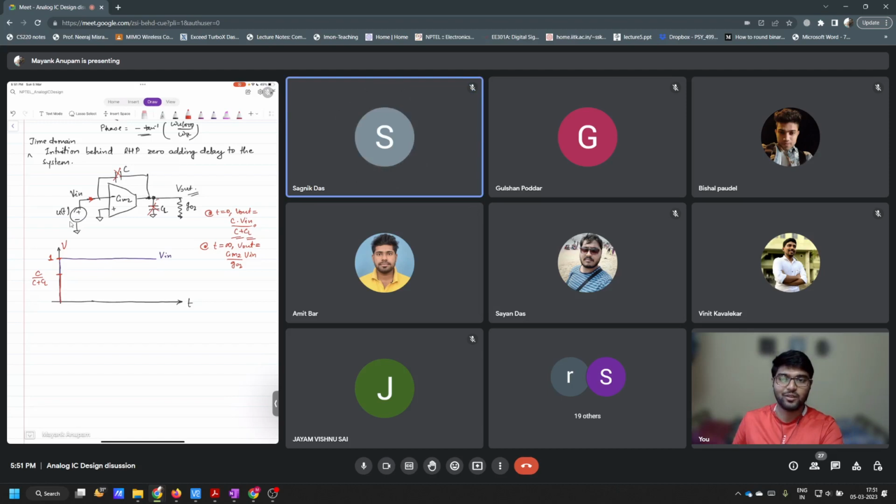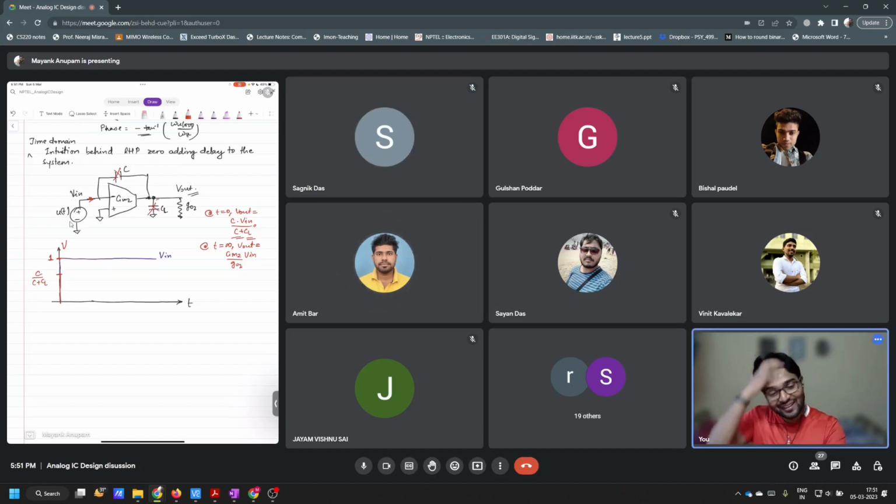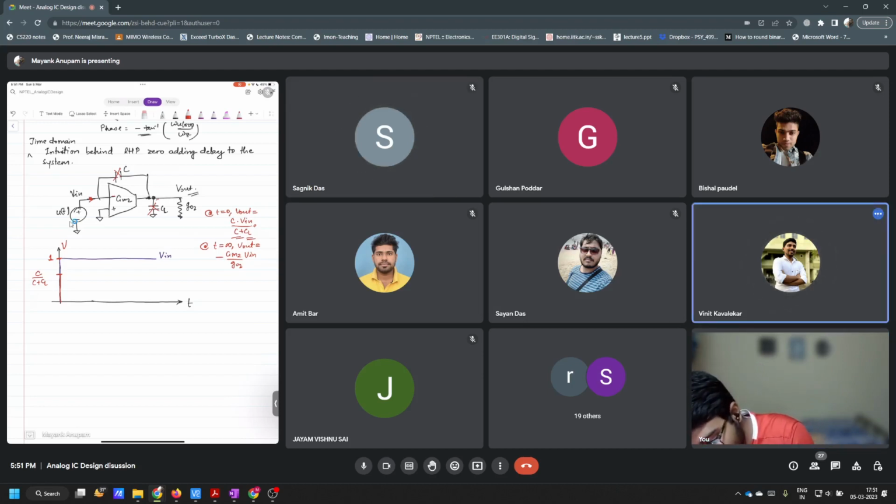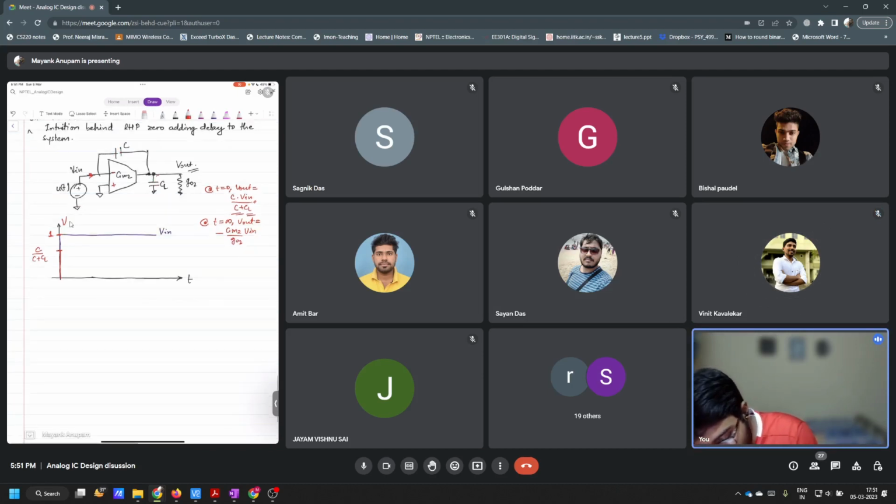Yes, sir, it is not correct. There will be a minus sign here, isn't it? Yes, sir. There is a minus sign here, so there will be a minus sign here also. So at t equal to infinity, it will discharge in some fashion and it will become something of this kind, right?